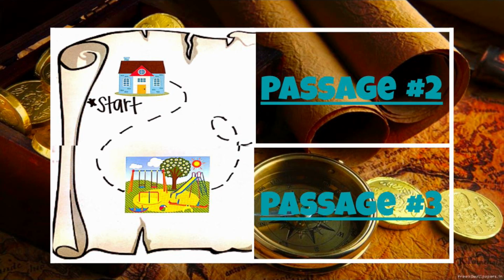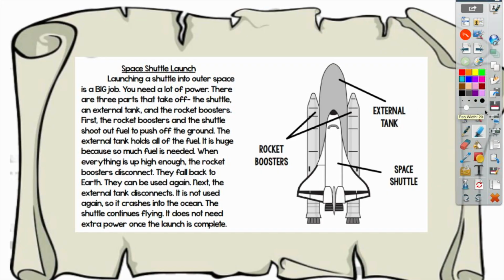Okay, guys, let's read passage 2 so I can find the next piece of my missing map. Okay, guys, passage 2 has us reading about space shuttle launches. So let's get started. Launching a shuttle into outer space is a big job. You need a lot of power. There are 3 parts that take off: the shuttle, an external tank, and the rocket boosters.